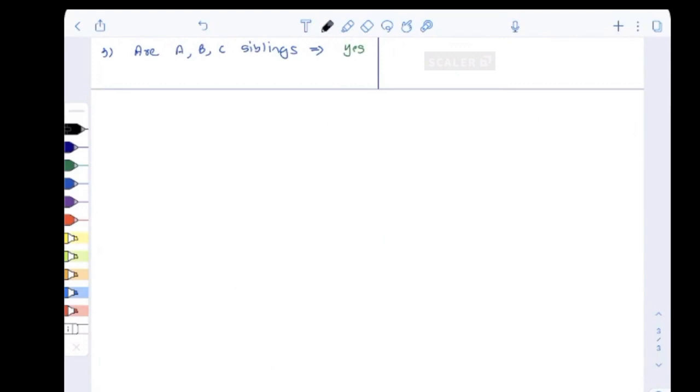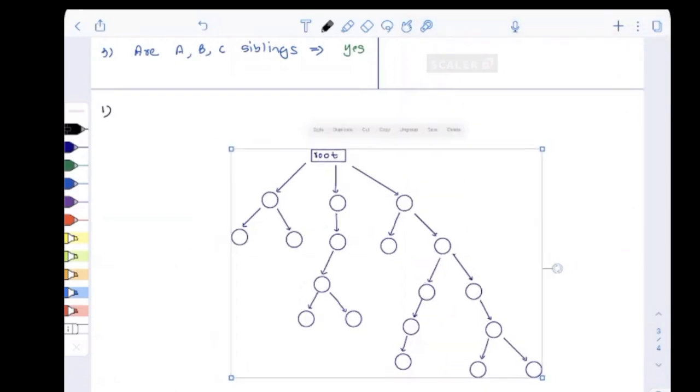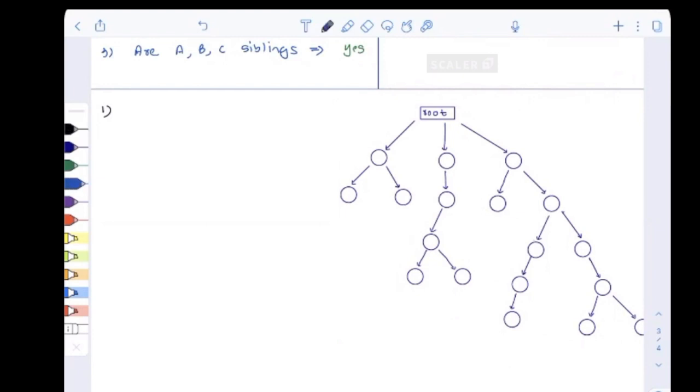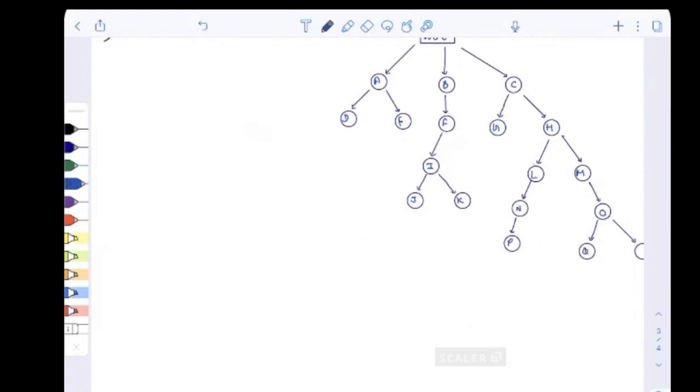Okay. So the first one is, understand what I'm writing. Okay. Suppose this is my tree. I once again want to give them the same names. A, B, C, D, E, F, G, H, I, J, K, L, M, N, O, P, Q, R. I don't know if I'm giving the same names or not. Yeah, I think I am. Perfect.